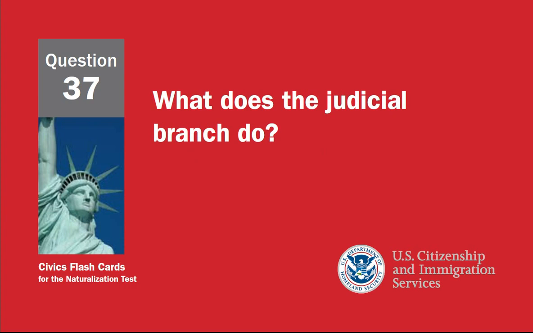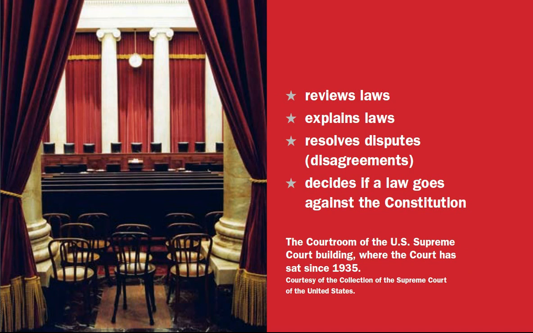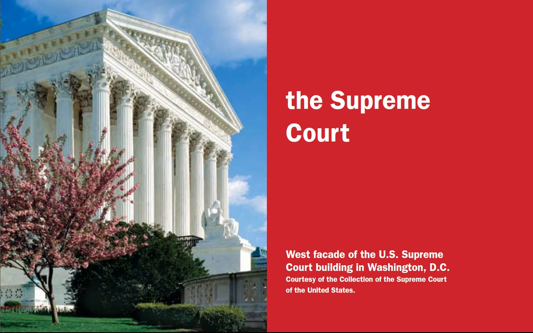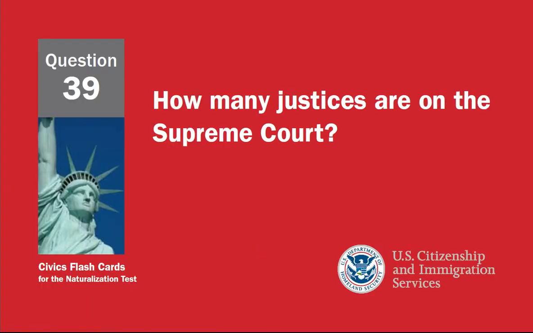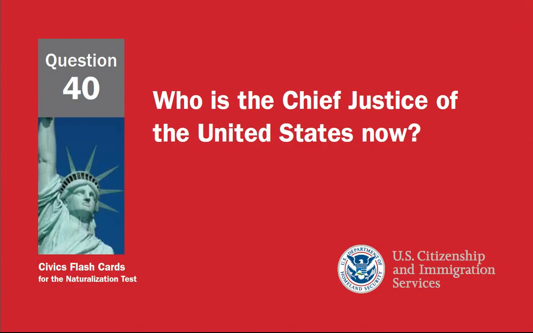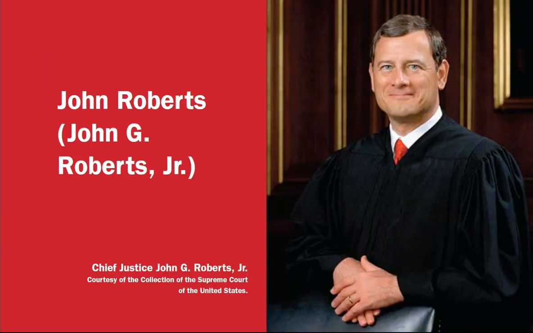What does the Judicial Branch do? Reviews laws. Explains laws. Resolves disputes, disagreements. Decides if a law goes against the Constitution. What is the highest court in the United States? The Supreme Court. How many justices are on the Supreme Court? 9. Who is the Chief Justice of the United States now? John Roberts. John G. Roberts, Jr.